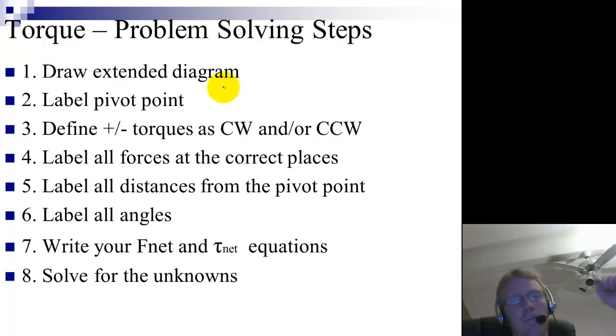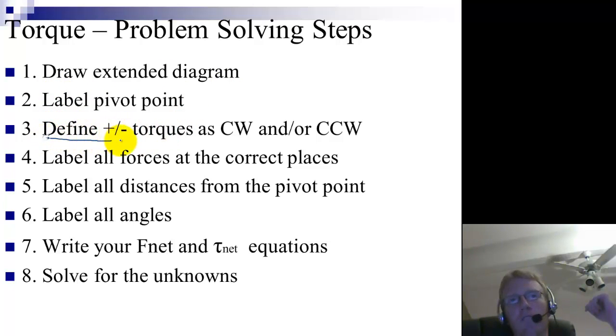Draw your extended diagram. That's a no-brainer. That's the first step all the time. Draw your picture, and by extended I mean not a box anymore, but actually kind of show the shape of the object, because where the forces are applied will matter. Label your pivot point. That's very important.